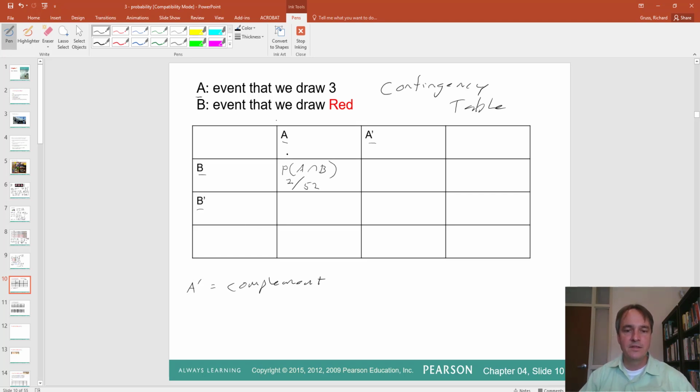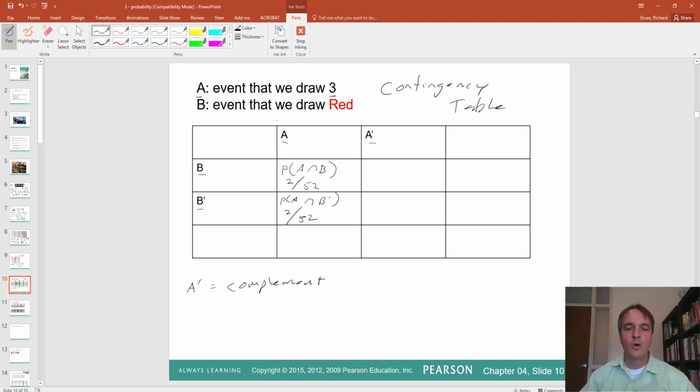Okay, so this then is going to be, in this cell, we're going to have the probability of A and not B. Okay, so what does this mean for our example? So this means the probability that we draw a 3 and that it is not red. Well, it turns out that there are 2 black 3s. So 2 out of 52 outcomes are going to be both 3s and not red.